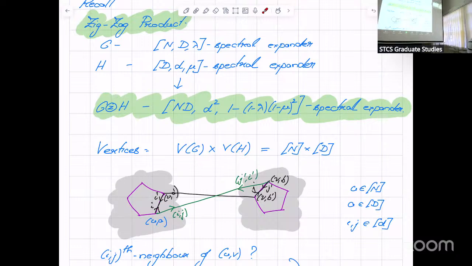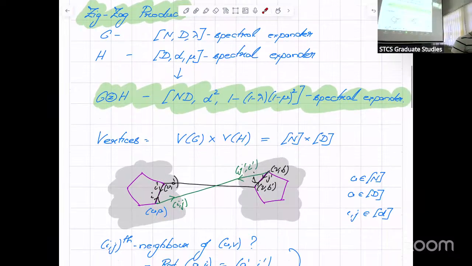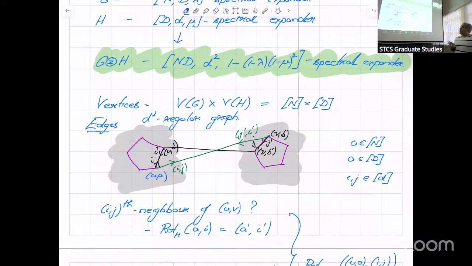So you have a choice. The vertices of the new graph are this. So is it a complete bipartite? It's not a complete bipartite. So let's go over it again. What are the edges? The edge structure is going to go this way. This is going to be a d-square regular graph, small d. So it's not a complete graph. It's far from a complete graph. And it's a small d-square regular graph. So I will tell you what is the ijth neighbor for every i and j in [d].